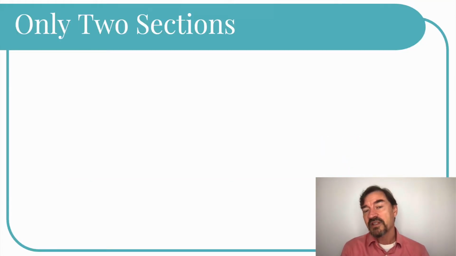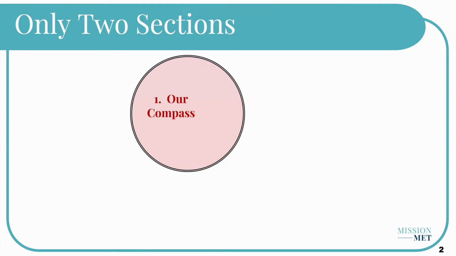Now, all of these plans have something in common. There's only two sections, and we create as a core of all the plans that we help our customers create a two-section format. Makes it easy to communicate, makes it easy to understand, makes it easy to document. And so these two sections for all these plans are what we call our compass and our actions.